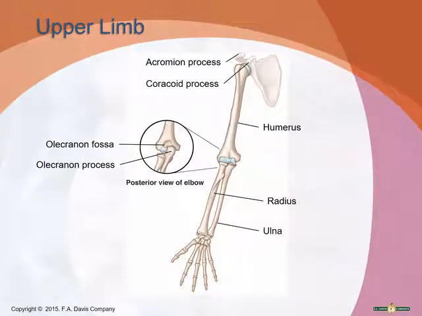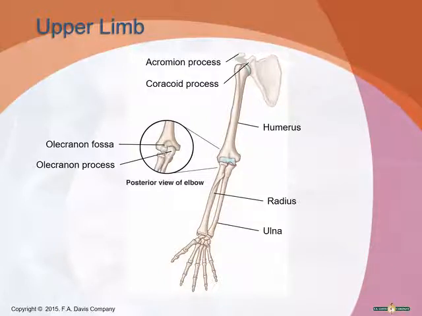The upper limb, I just mentioned the pectoral girdle or the shoulder girdle. That supports the arm. It consists of the clavicle, which is the collarbone, and the scapula, which is the shoulder blade. The one key landmark I want you to know on this shoulder blade is the acromion process. That's a landmark that you're going to find when you learn how to give IM injections. The rest of the coracoid process, I don't really think you need to know at this point.